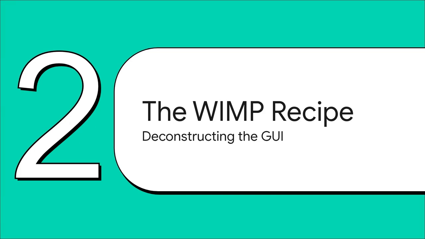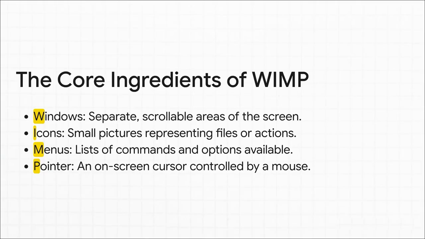Okay, so how do you actually build one of these things? What are the ingredients? Well, Dr. SG's research shows us there's a surprisingly simple but powerful recipe that became the gold standard for decades. It's known by the acronym WIMP. Now, each of these elements on its own is useful, but the magic happens when you put them all together.